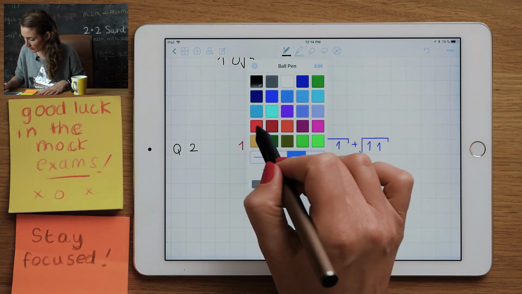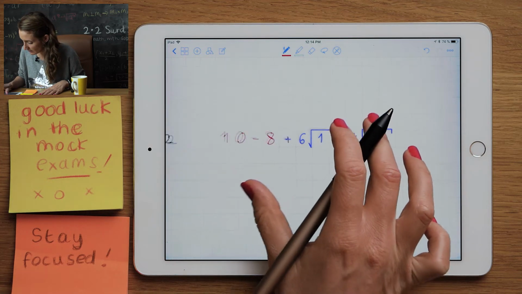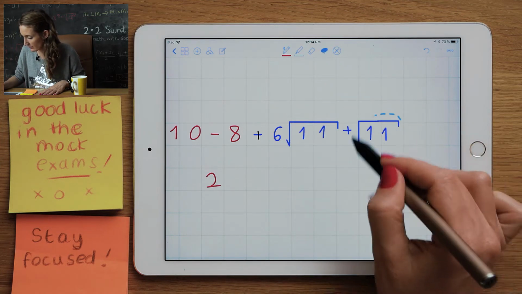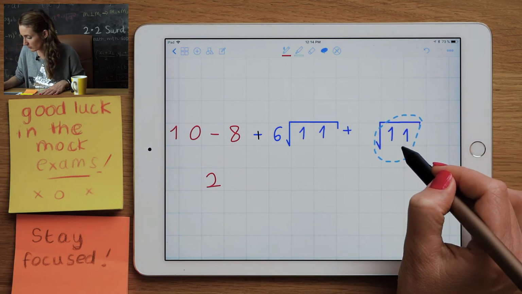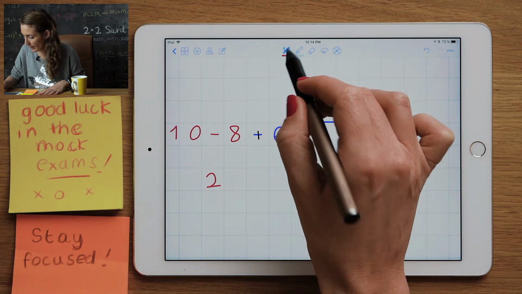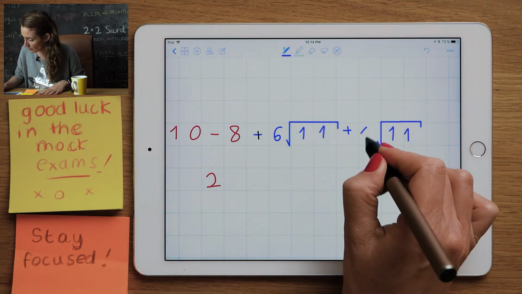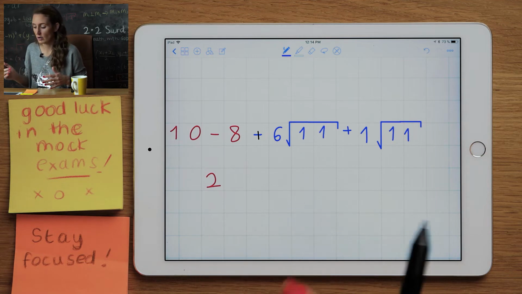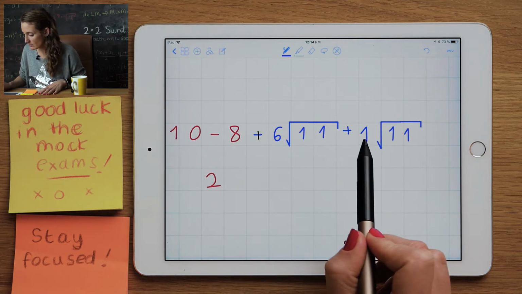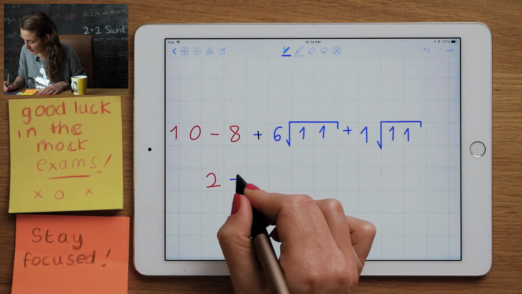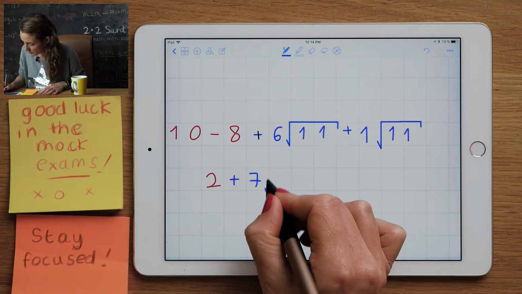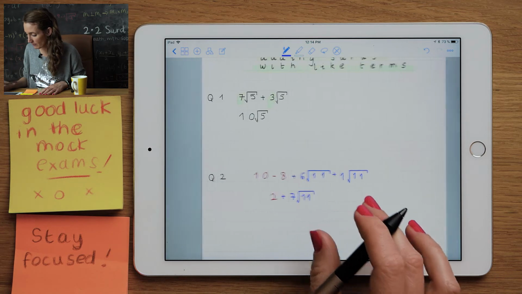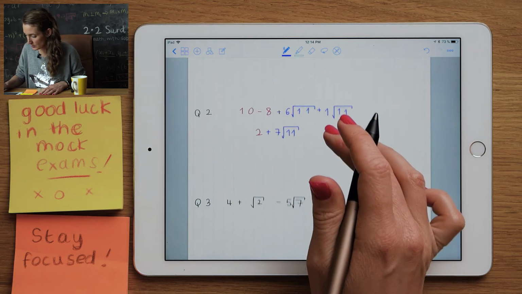So now, 10 minus 8 is 2. Lots of people would say the answer for this one would be 6 square root 11, but actually don't forget there's a 1 there. Nobody would write that, but square root 11 is the same as 1 square root 11. So we would say 6 plus 1 is 7, so we would add plus 7 square root 11. And that would be my final answer for question 2.